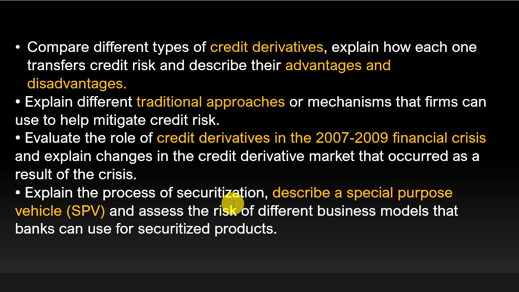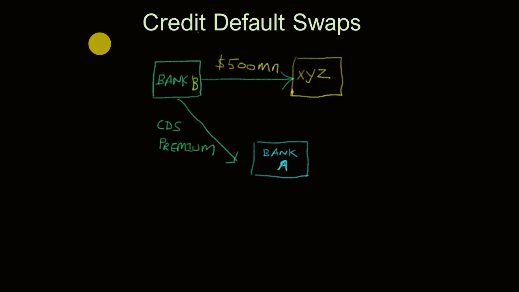So first, let's look at some of the main credit derivatives that are used by most of the firms. So one of the most popular credit derivatives is a credit default swap. So let's look at how a credit default swap works. Now, let's assume that Bank B is lending 500 million US dollars to firm XYZ in a particular country. So let's assume, just for this example, that Bank B is based in US and firm XYZ is based in Greece.